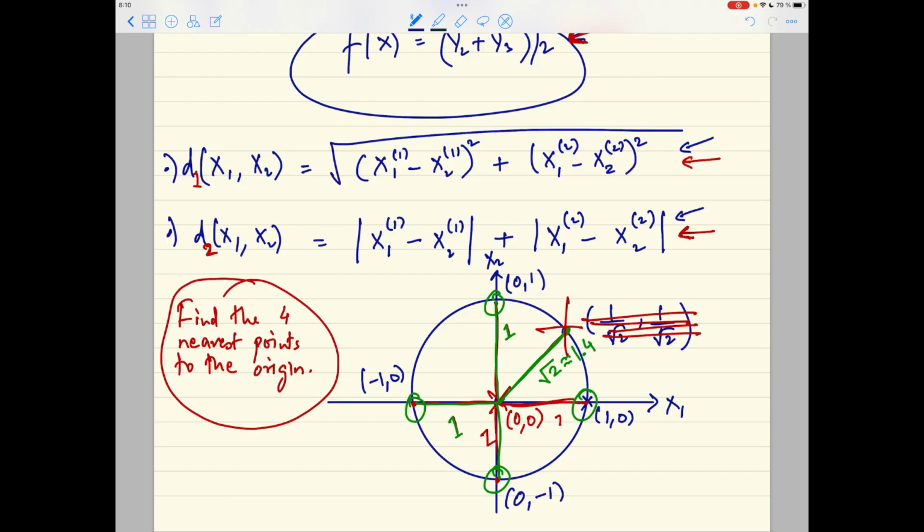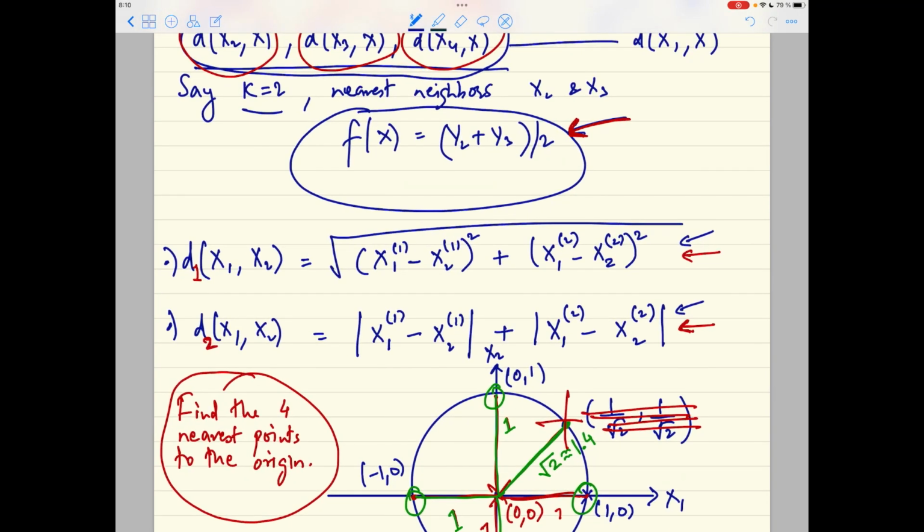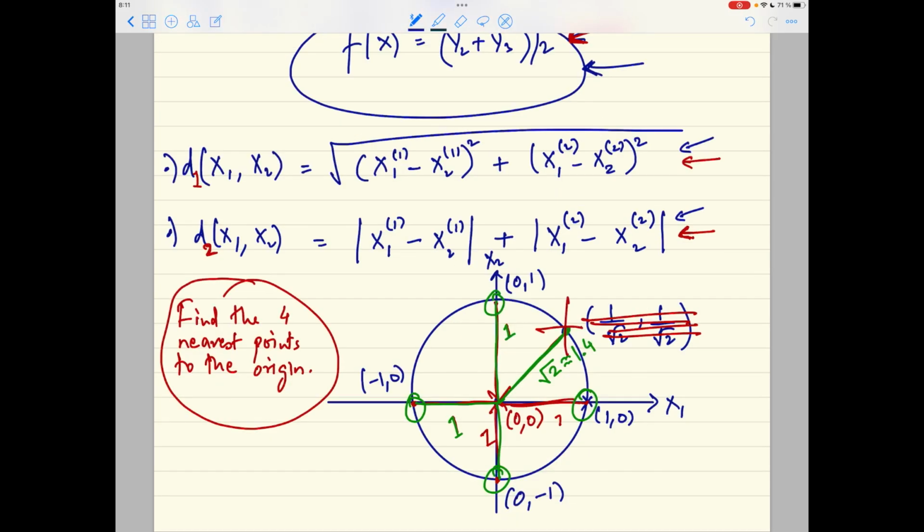So this example shows you that depending on the definition of the distance metric, the k nearest points that you identify would change, and this in turn changes the approximation that you have up here. So that wraps up regression, and next I will be discussing classification.